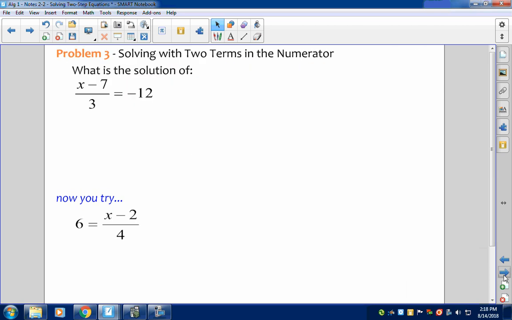All right, this is the one problem where it's actually better to multiply each side first. This is a fractional equation. It's a single fraction on the left. You don't want to just add 7. That won't actually cancel out the way that you want it to.